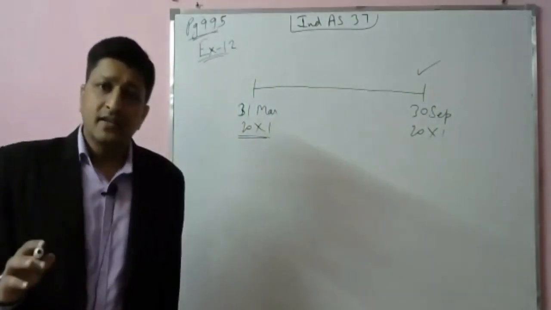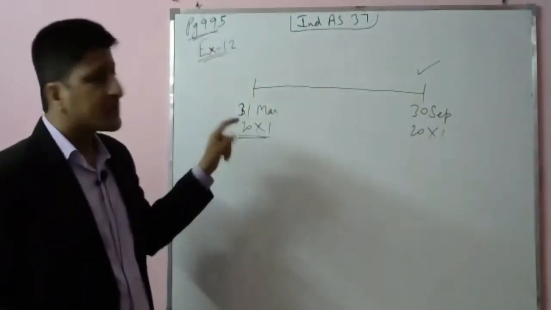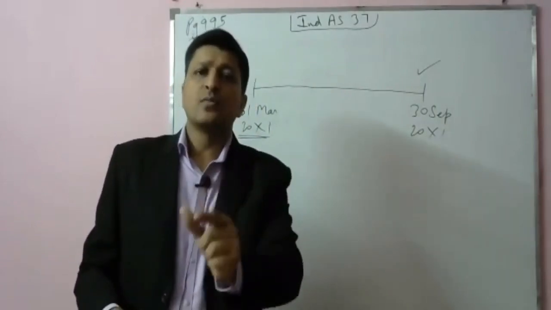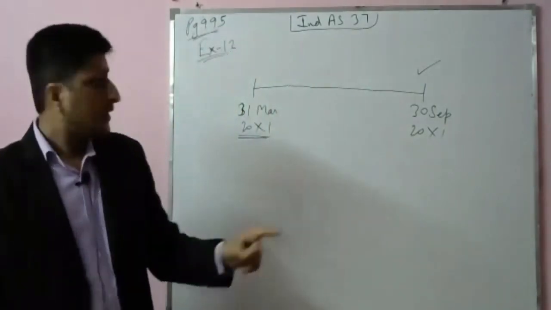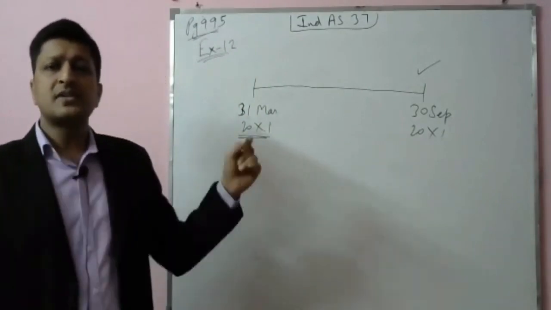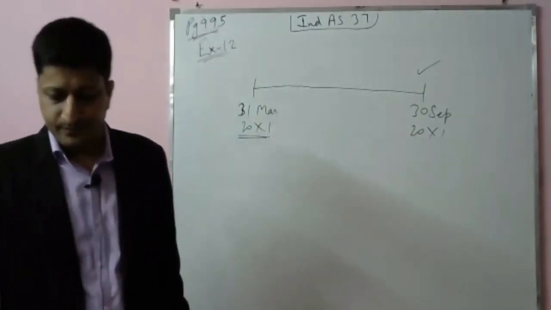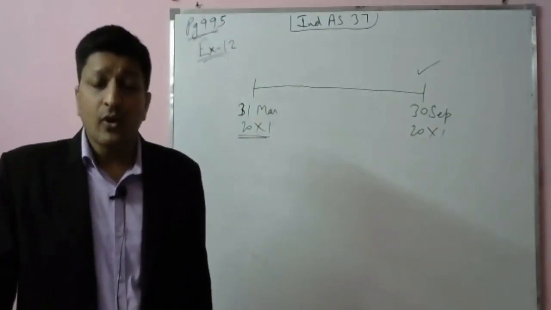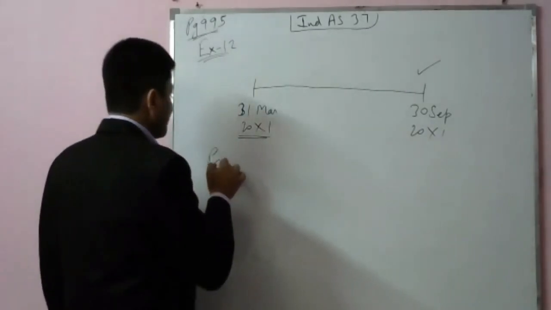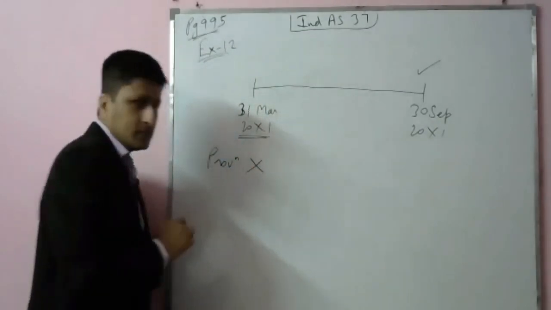By what date is it required to be done? 30th September. On 31st March, is there any obligation to fit any smoke filter? Is there any default on this date? So can we say there is any present obligation on this date? Therefore, on this date, do we create a provision? Okay.